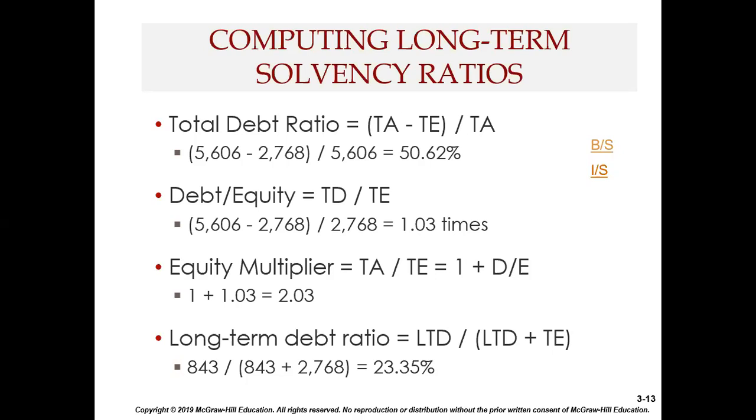The next item is the equity multiplier, which is we take total assets divided by total equity. Okay. And we add it to 1. 2.03.